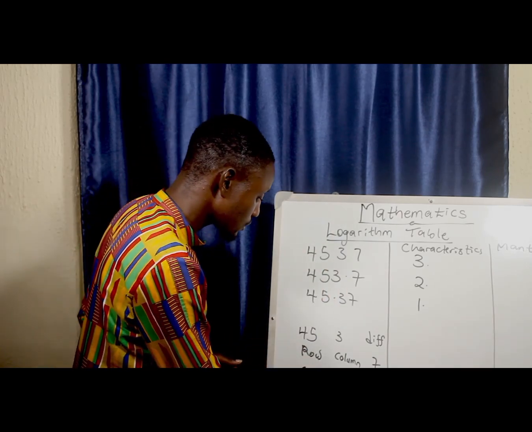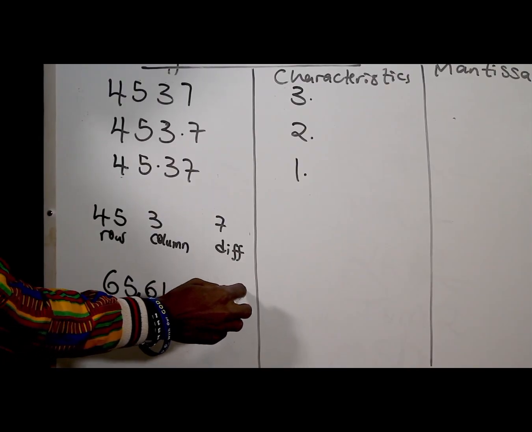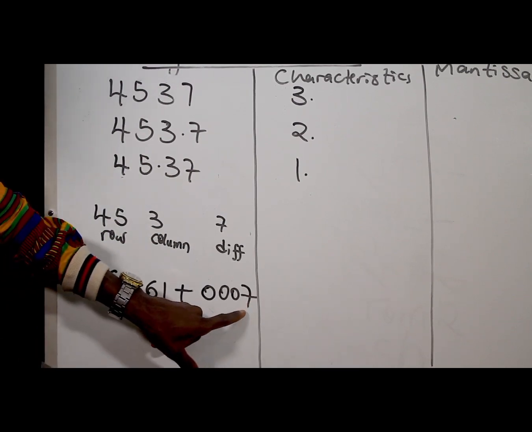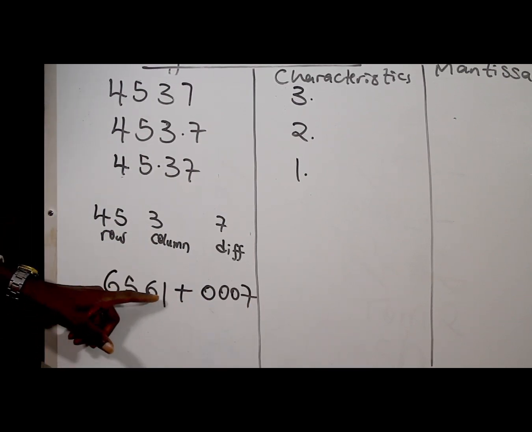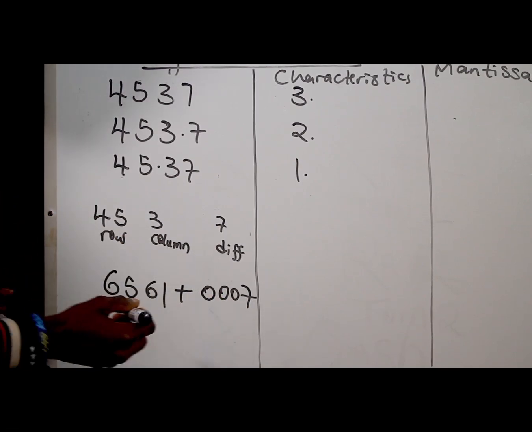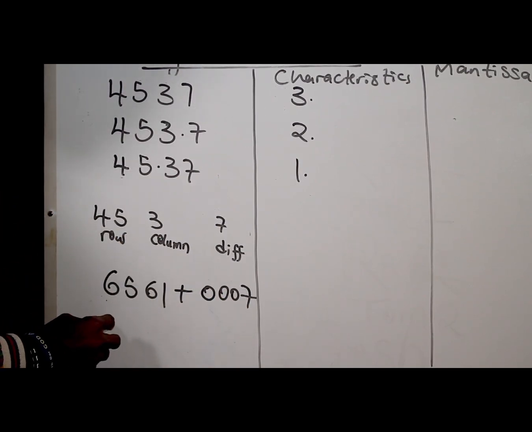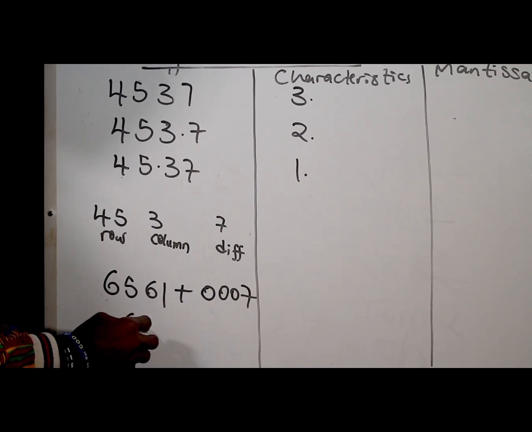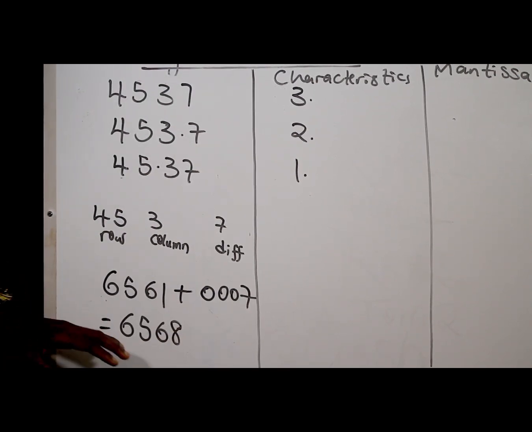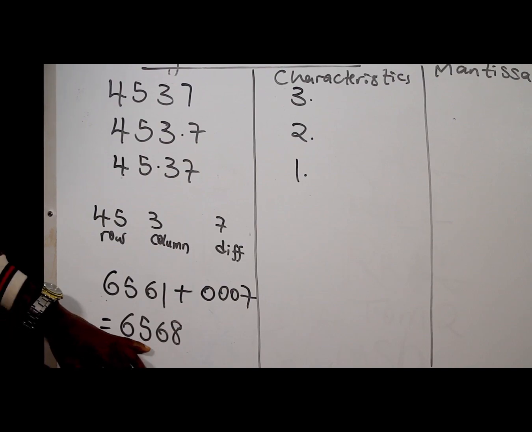So you write it as 0007. Of course, you will see only 7. But because you have 1, 2, 3, 4 digits, you have to add 0, 0, 0, then 7. So adding it together, you will have 6568, which means your mantissa is 6568.